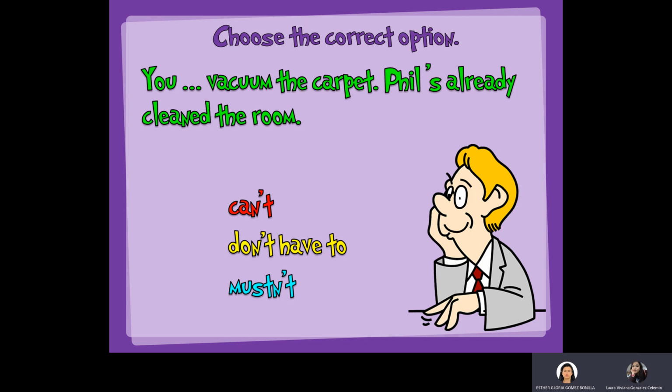The carpet. John mustn't vacuum the carpet? Yes. Remember, the difference in this sentence: can't is for inabilities, o sea, cuando tú no puedes hacer algo. Don't have to is when something is not necessary to do. And mustn't is for prohibitions.